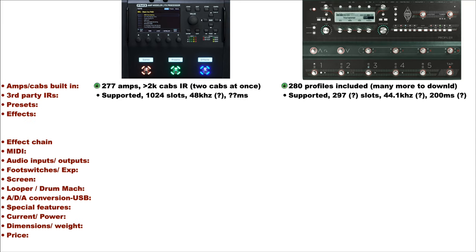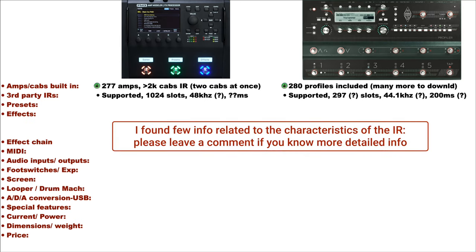Both the units support third-party IRs, where the FM3 has 1024 slots where to load them and 297 are offered by the Kemper Stage, if I understood it well. Both Fractal and Kemper offer scarce details about the quality of the IR you can load. They should be at 48 kHz for the FM3 and 44.1 kHz for the Kemper.